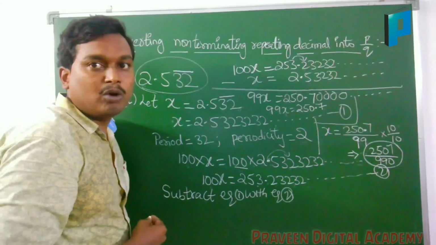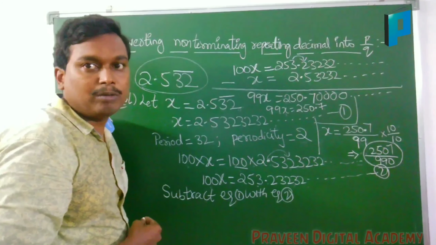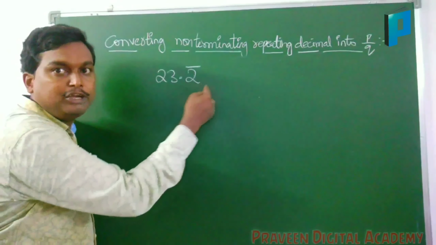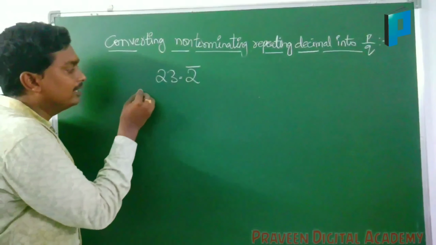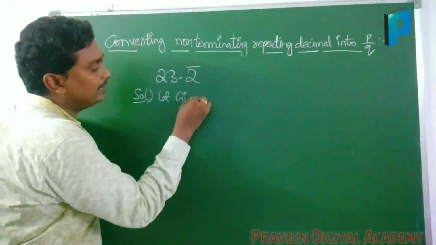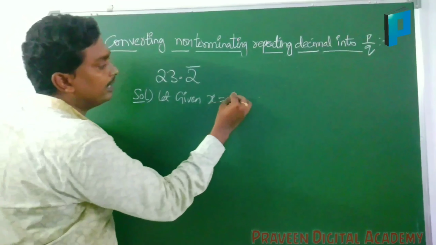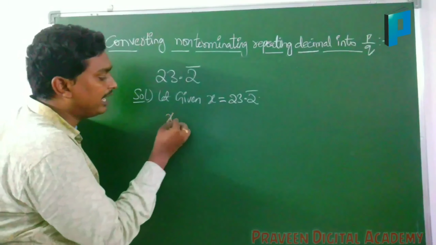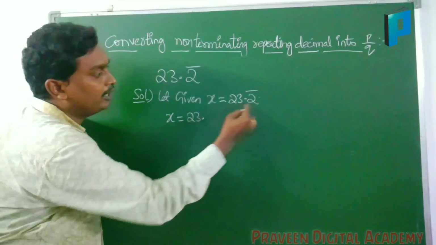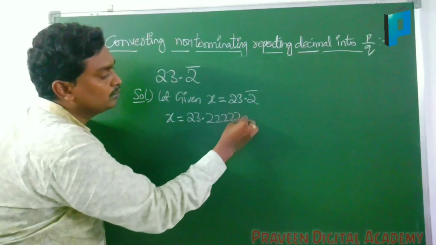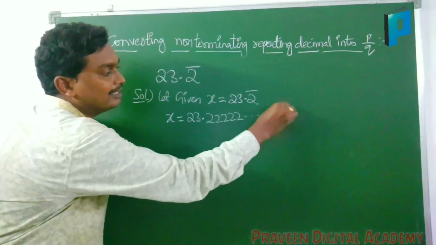We will do one more problem to understand very clearly. If they ask to convert 23.2 bar into P by Q form, we will take the solution. The given thing: x is equal to 23.2 bar. Here x is equal to 23.2 with 2 repeating many times, because 2 has the bar: 2, 2, 2, 2, so on. Take it as equation 1.